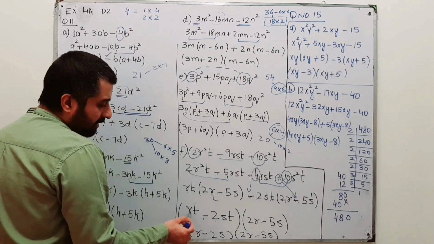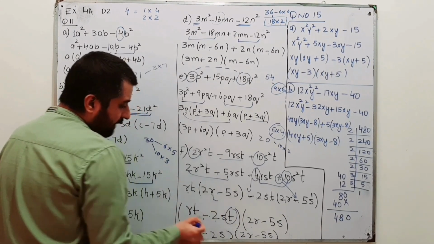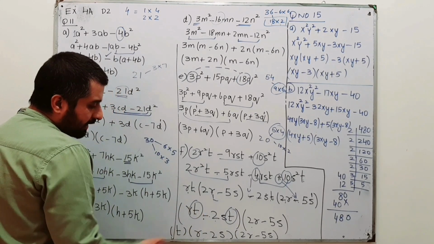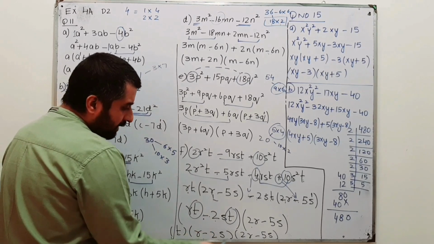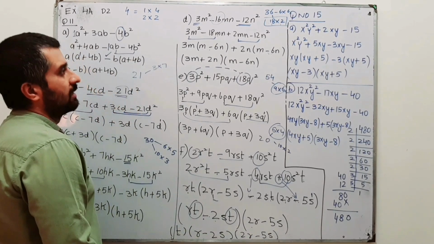Now from observation, rt minus 2st has a common factor as well, t. Now take out t as common, so your factorization is now t(r minus 2s) and (2r minus 5s).